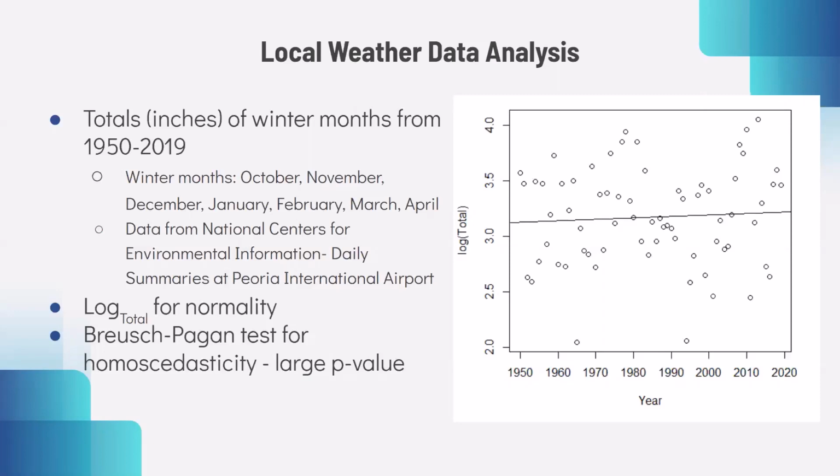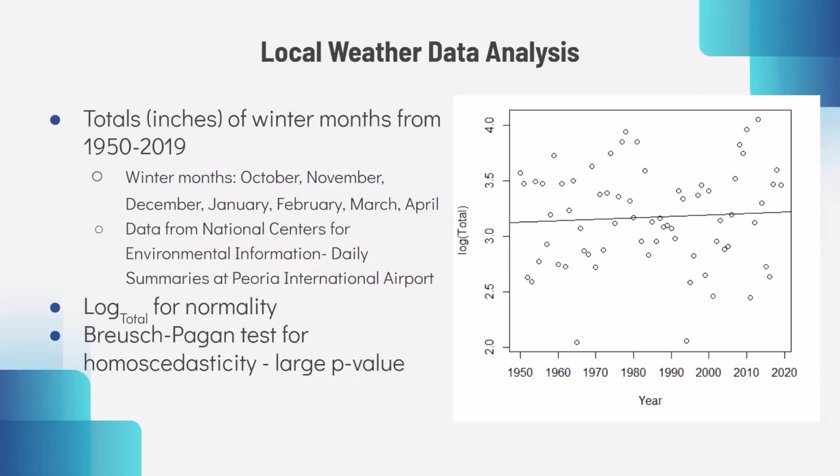Originally, my data was not normally distributed, meaning it did not follow a bell-shaped curve. Since we cannot perform statistical tests on data that isn't normal, I took the log of the total snow values, which made the data more normal. Now I can proceed with my statistical tests.